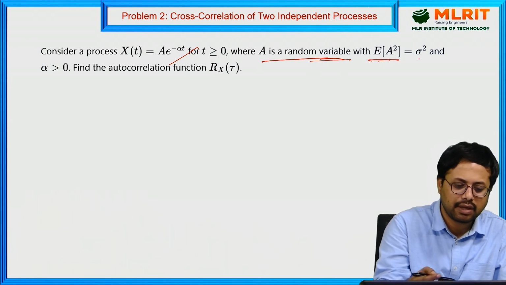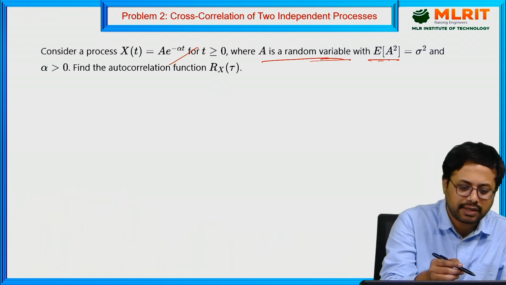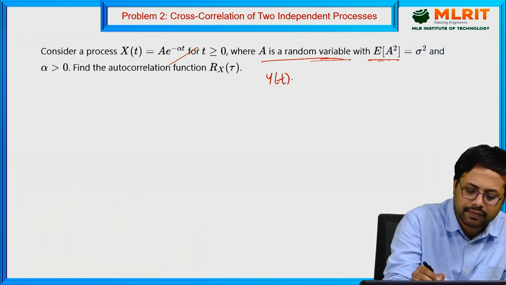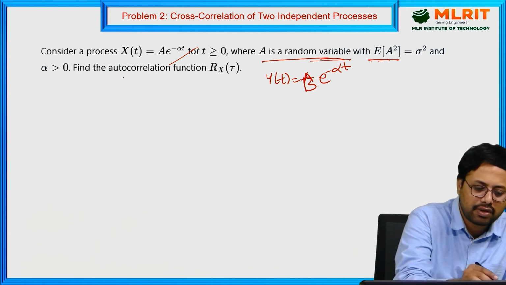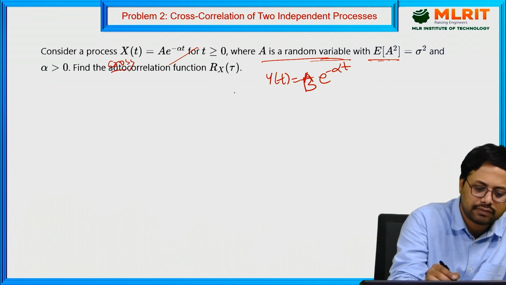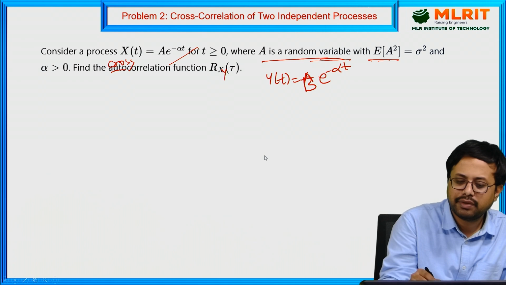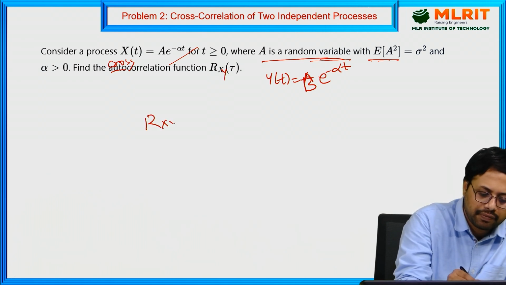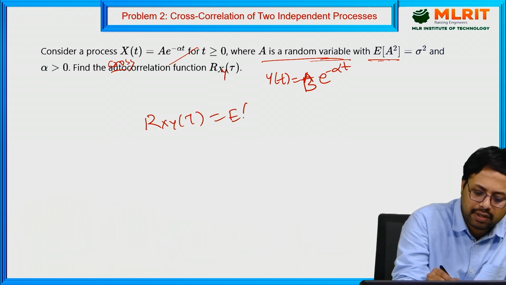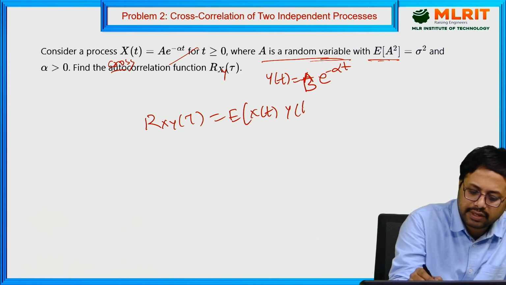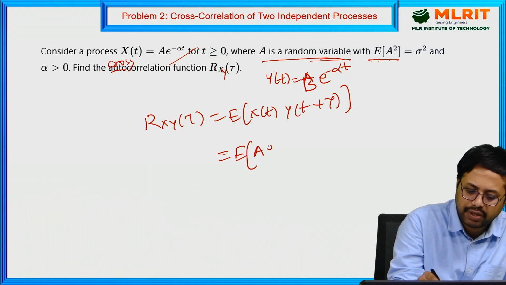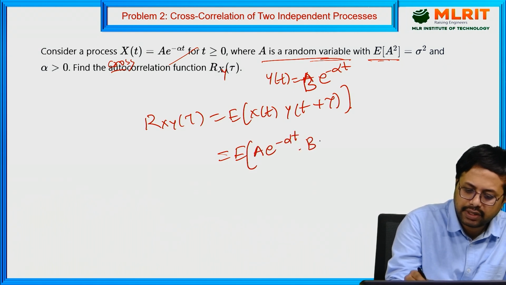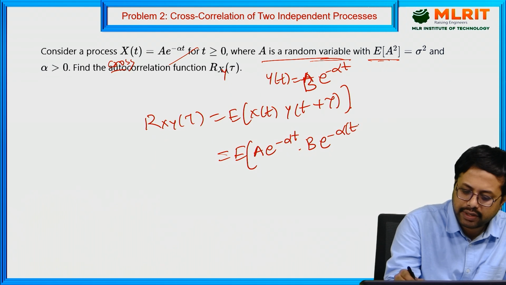Then find the cross correlation function by considering y of t equal to B times e to the power minus alpha t. Now again we have the cross correlation function Rxy of tau. What you have to use is Rxy of tau equal to expectation of x of t into y of t plus tau. Now again the same procedure, A e to the power minus alpha t times B e to the power minus alpha into t plus tau.